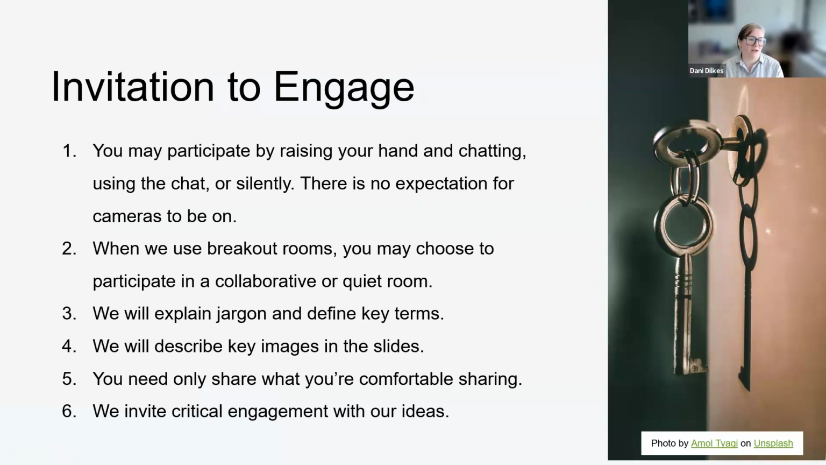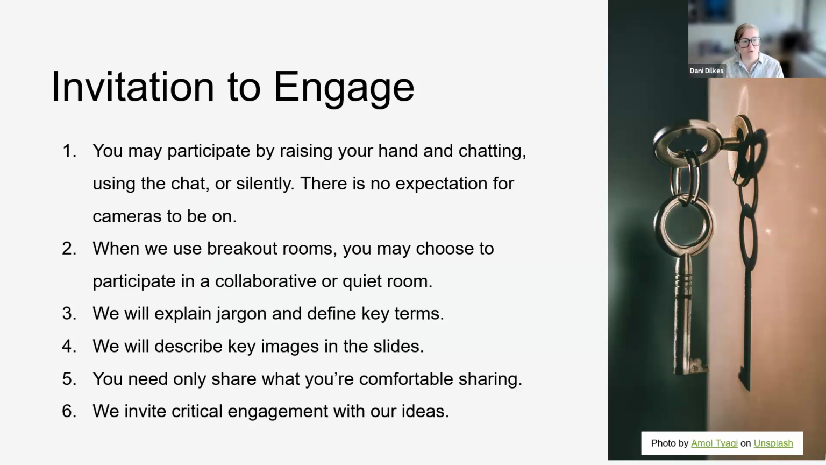You're welcome to raise your hand at any point and jump into the conversation. We value contributions in the chat just as much. So please do use the chat if you wish to contribute. We will pause and most likely read aloud your contributions to the chat. And you're also very welcome to participate silently.